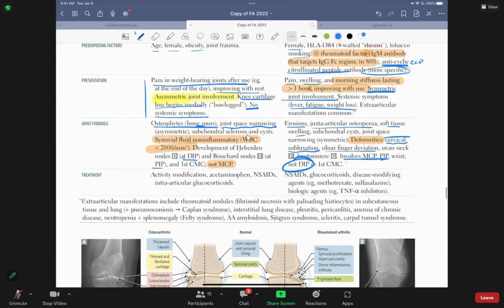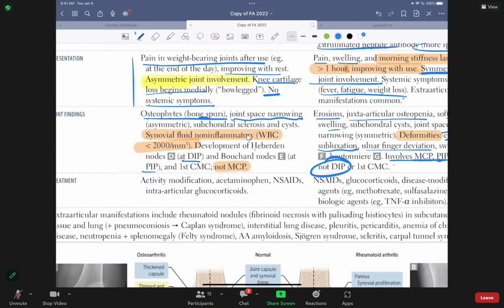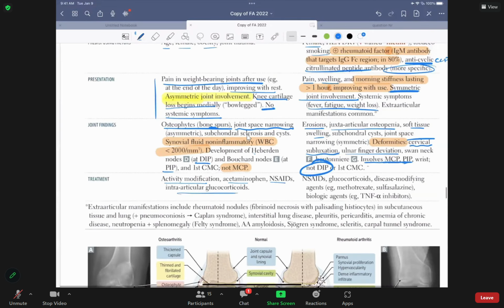Let's take a look at the treatment. For osteoarthritis: activity modification, acetaminophen, NSAID, and some steroid. You could ask me, why do we have to give a steroid if there's no inflammation? Even though there's no inflammation, steroid still has an analgesic effect. It can help you with the pain. That's why we give it first. Is that clear? That's not a cure. It's palliative. Every 6 months, they have to get the steroid shot off and on. Okay, it's a symptomatic treatment.